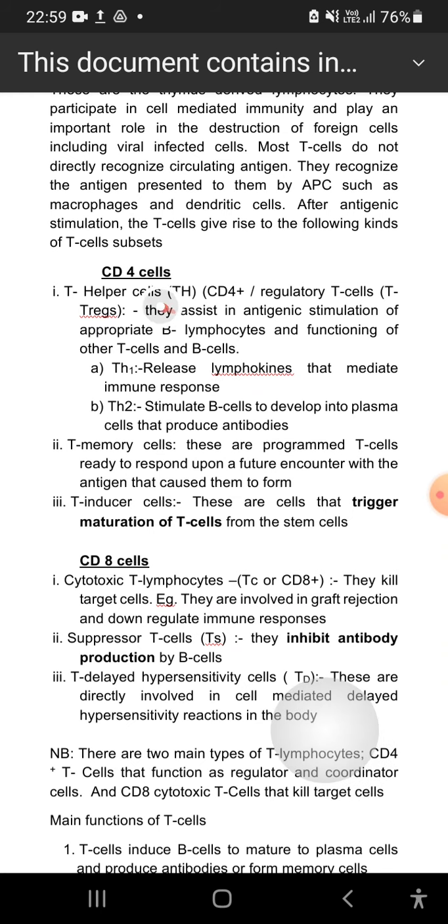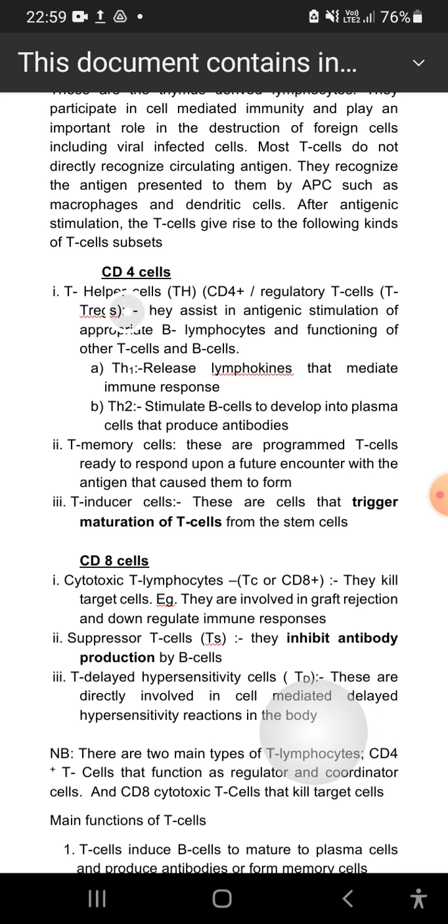So let's look at the CD4 cells. The first subset of T cells is called T helper cells, abbreviated TH, or just CD4 cells. Sometimes they are called regulatory T cells or Tregs, reg for regulatory. The regulatory T cells are sometimes grouped differently from T helper cells, but normally their function is more or less the same, regulating the process of adaptive immunity.